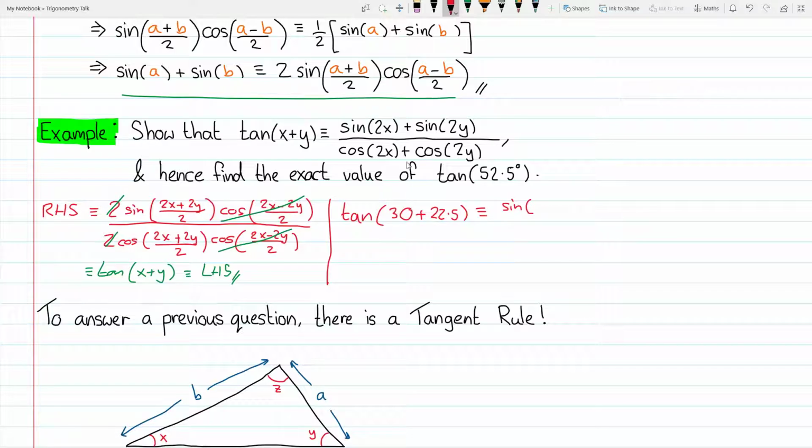Well, x is 30, so 2 times x is 60. Y is 22.5. So this is just going to be sine of 45. And similarly, we're going to get cos of 60 plus cos of 45, and now we have our standard sine and cosine trig functions for finding the exact value of this expression. We know the exact values of sine of 60, sine of 45, cos of 60, cos of 45.